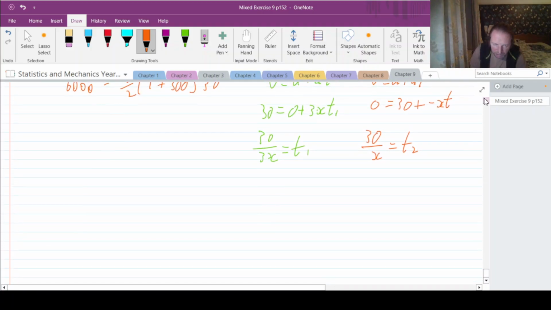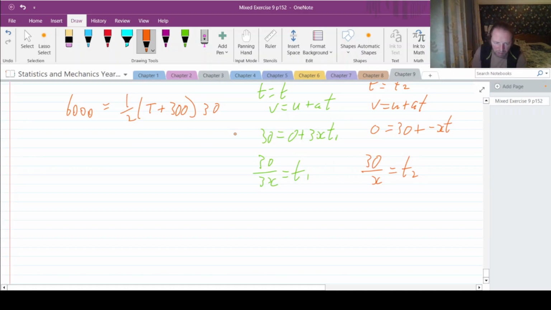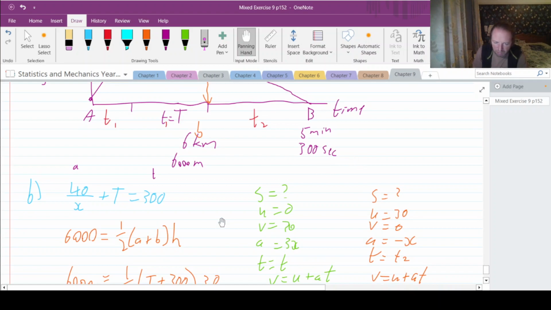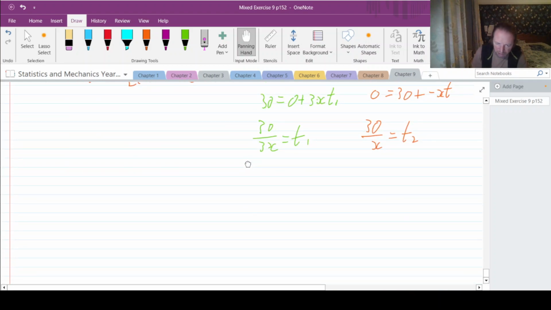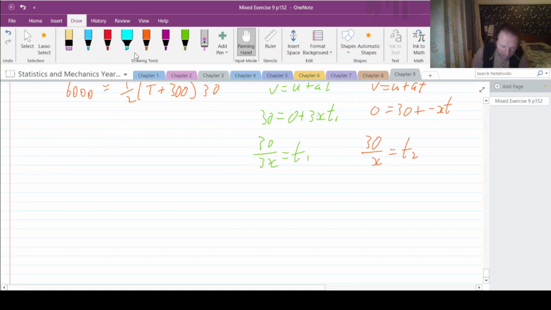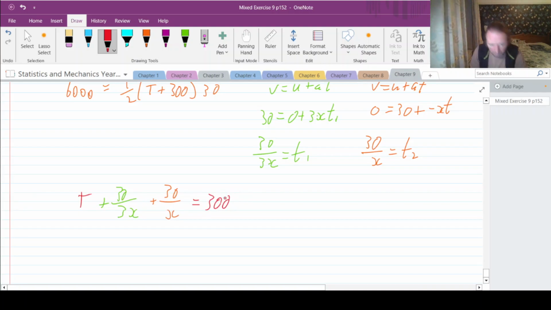And if I take all of these things, t1, t2 and the main t here, they all equal 300, which is what it's equal to. So I can say that t plus 30 over 3x plus 30 over x is equal to 300. Now I've got something with x's and t's in it, so hopefully it's going to give me the same thing.